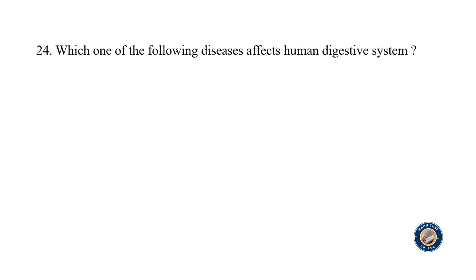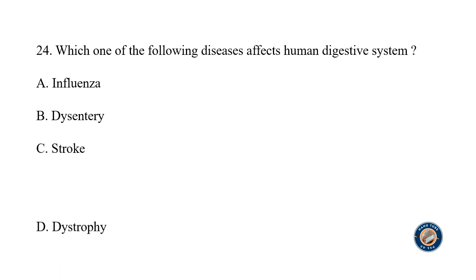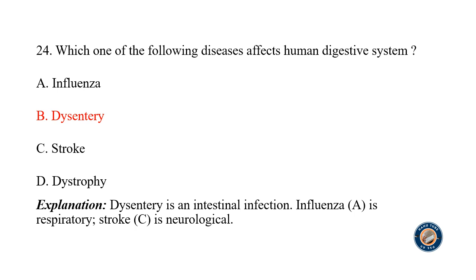Question number 24. Which one of the following diseases affect human digestive system? A. Influenza. B. Dysentery. C. Stroke. D. Dystrophy. The answer will be dysentery. Dysentery is an intestinal infection, while influenza is respiratory and stroke is neurological. So the answer will be dysentery.